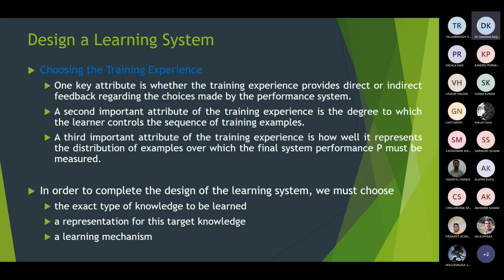So there are two different ways we can select the distribution. Either we can have a predefined distribution that the system will follow, or we can create a distribution to be followed by the final system. This will facilitate measuring the performance P. Now, in order to complete the design of the learning system, we must choose the exact type of knowledge to be learned, and a representation for this target knowledge and a learning mechanism.